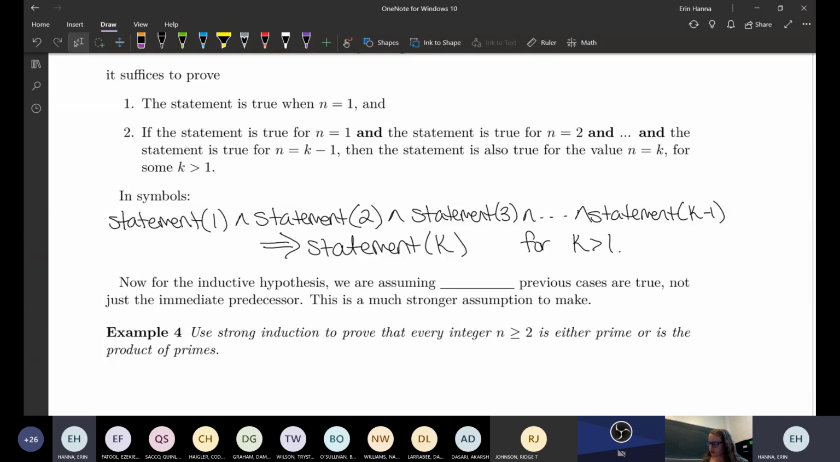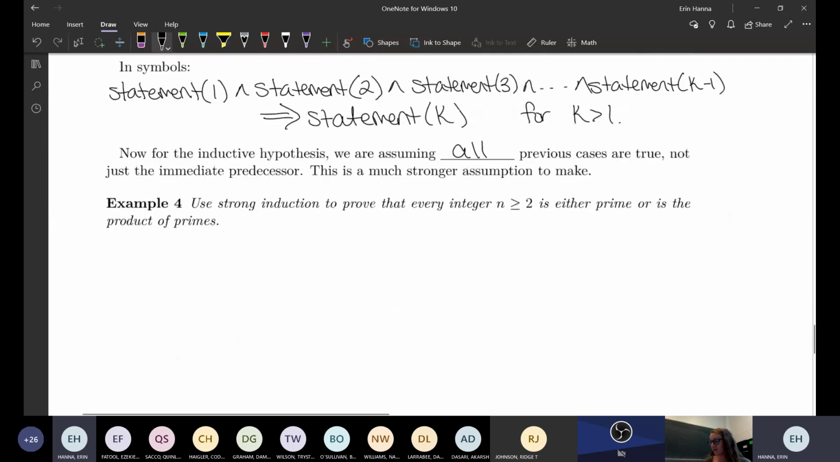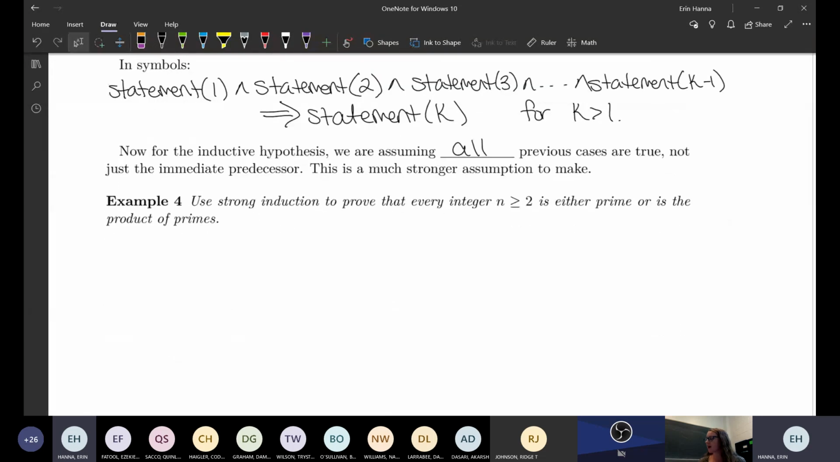So now for the inductive hypothesis, we are assuming all previous cases are true, not just the immediate predecessor. Which is why this is called strong induction, because it's a stronger assumption to make. So let's see one example of strong induction, and then we'll call it a day, because I know induction can be pretty taxing on the brain.